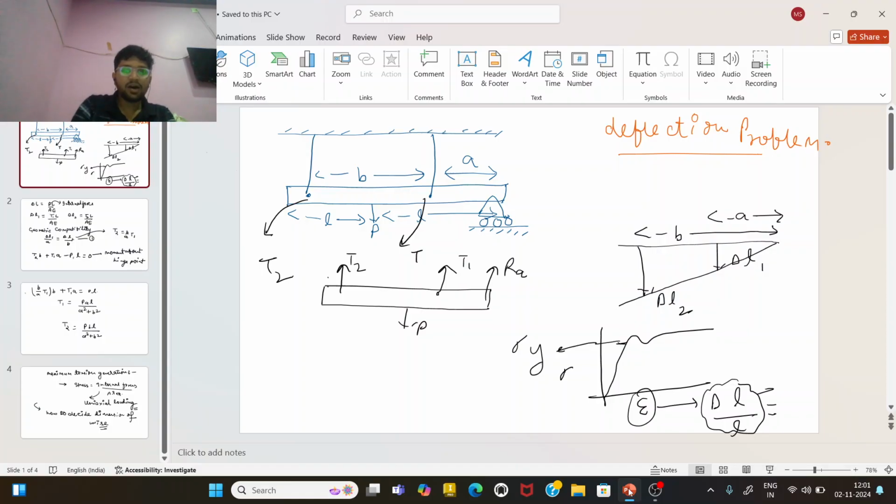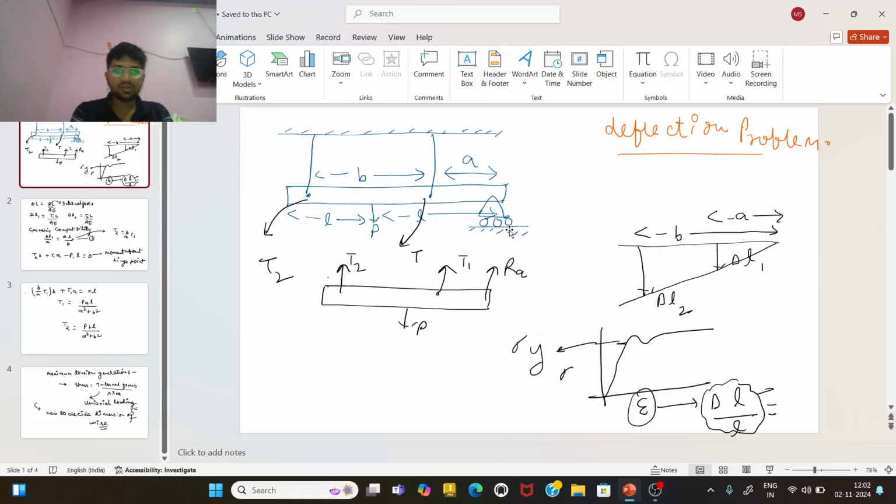Here we have a rigid bar, and the rigid bar is suspended by two wires. These two wires are elastic, and the whole system is hinged by a roller support. Now our purpose is to find out what we have in this system.